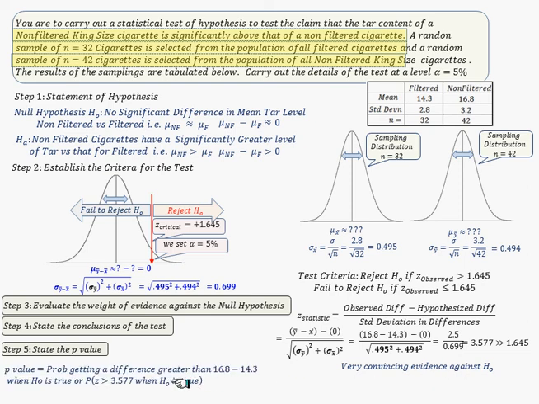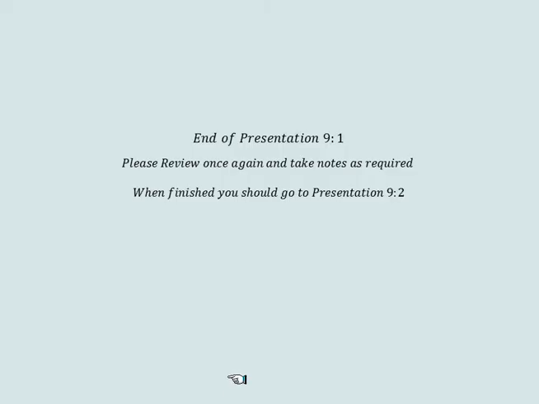The p-value: we're probably getting a z more extreme than 3.577, 0.0017. An extremely rare event if H naught were true, so we reject H naught. Very convincing evidence. This is the end of presentation 9.1. We ask you to review once again, take notes, and go to presentation 9.2.